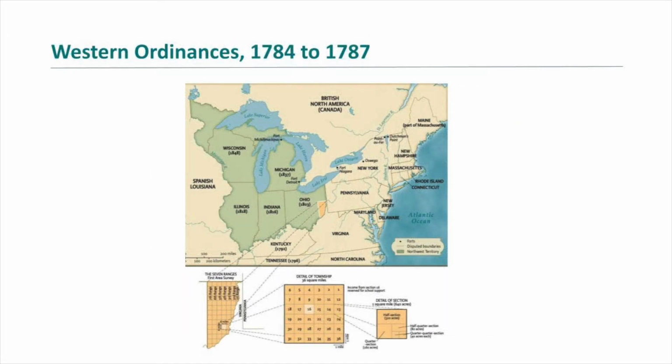And here is a map of a series of ordinances in the 1780s, of course, that provided for the surveying and sale of lands in the public domains north of the Ohio River. And, of course, the eventual admissions of states carved from areas as equal members of the Union.